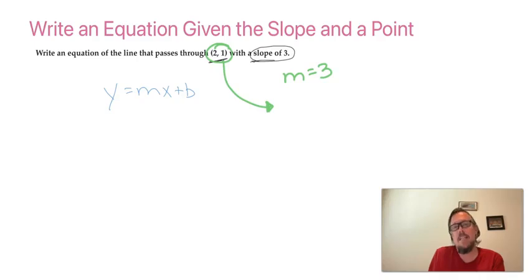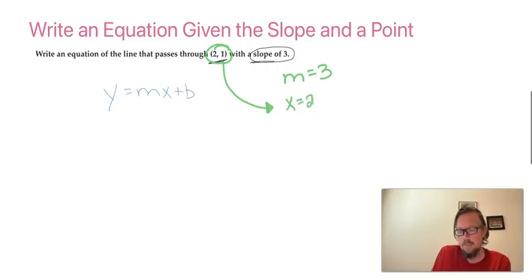They're giving us an x and a y. In the coordinate pair (2, 1), x is 2 and y is 1. So we can come back to our slope-intercept form, y = mx + b, and replace the y, the m, and the x with those numbers. So let's do that real quick.